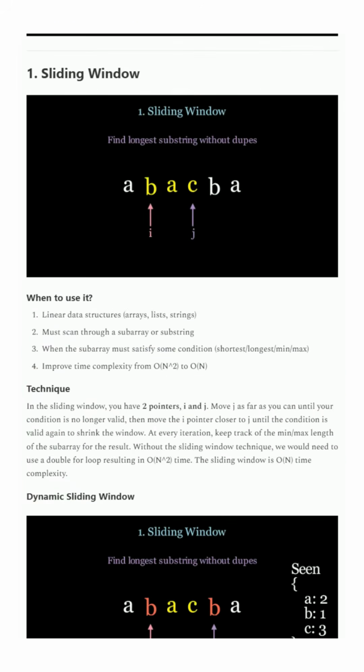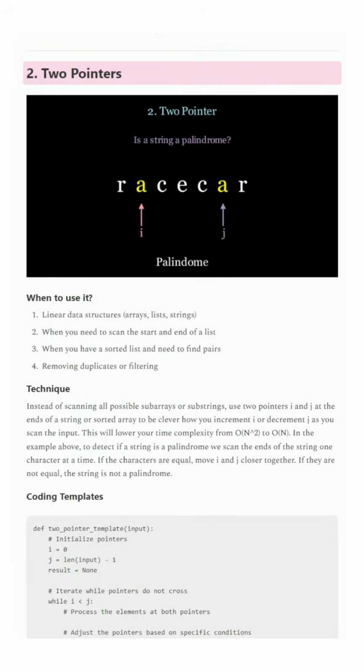The first pattern is the sliding window technique, which is used in order to reduce the time complexity from O(n^2) to O(n) for searching through strings and arrays. The next pattern is the two-pointer technique, which generally has 2 pointers, i and j, which start at each end of the array, and you slowly bring them closer together depending on some condition.